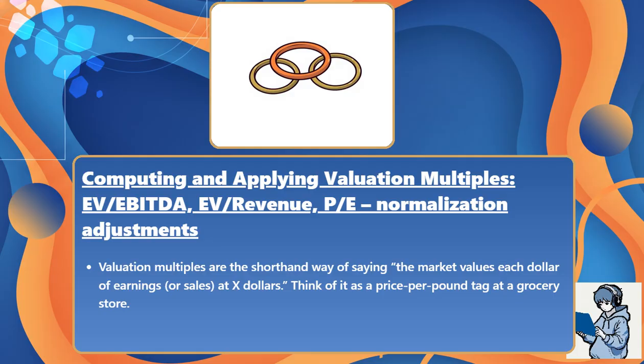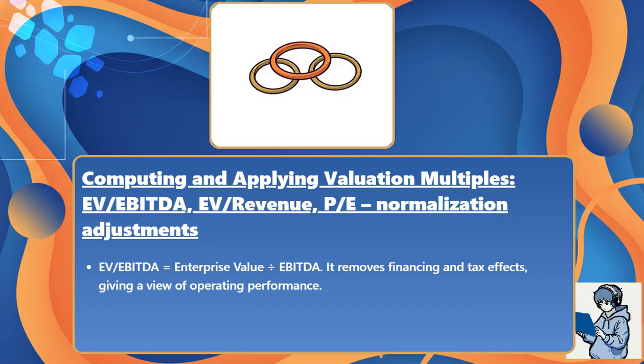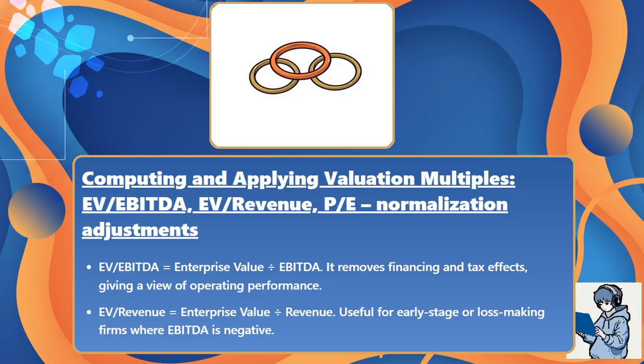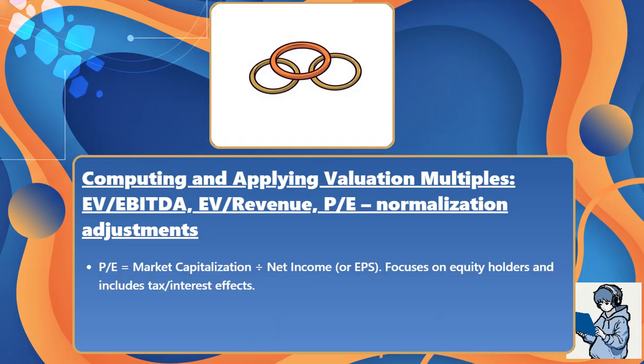Valuation multiples are the shorthand way of saying the market values each dollar of earnings or sales at X dollars. Think of it as a price per pound tag at a grocery store. The key multiples: EV divided by EBITDA equals enterprise value divided by EBITDA. It removes financing and tax effects, giving a view of operating performance. EV divided by revenue equals enterprise value divided by revenue. Useful for early stage or loss-making firms where EBITDA is negative. P/E equals market capitalization divided by net income, or price divided by EPS. It focuses on equity holders and includes tax and interest effects.